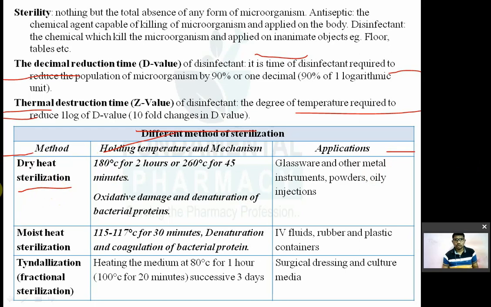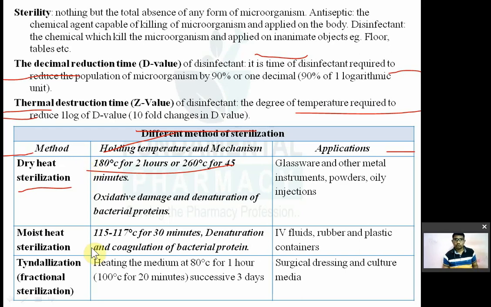So what is the holding temperature? 180 degrees Celsius for 2 hours or 260 degrees Celsius for 45 minutes. If anything, particularly the glasswares, the media, etc., you have to subject it to a hot air oven at 180 degrees Celsius for 2 hours or 260 degrees Celsius for 45 minutes. Then only all kinds of organisms will be killed. It will become sterile. Okay.